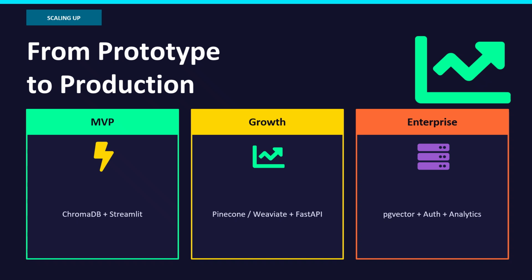Now let's talk about what happens when your app gets popular. At the MVP stage, ChromaDB plus Streamlit is perfect for internal tools, demos, proof of concepts. When you start getting real traffic, move to Pinecone or Weaviate. These are managed vector databases that scale automatically. Wrap your logic in FastAPI instead of Streamlit for better performance. At enterprise level, you can use PostgreSQL with the pgvector extension, proper authentication, usage analytics, rate limiting, the full production stack. The beautiful thing is your core RAG code barely changes. You're just swapping out components as you scale. Start simple, ship fast, scale when you need to.